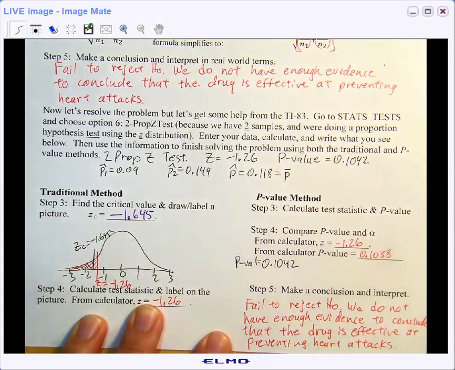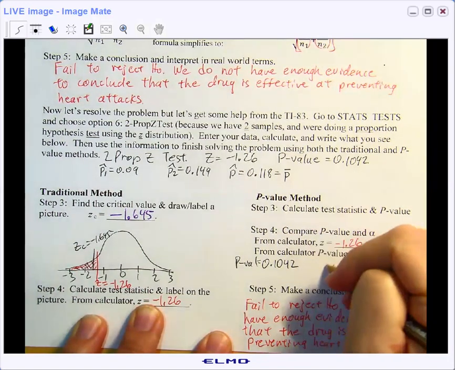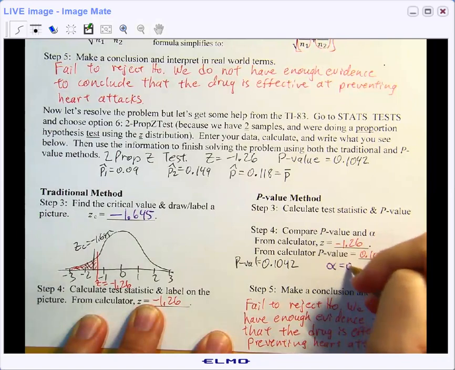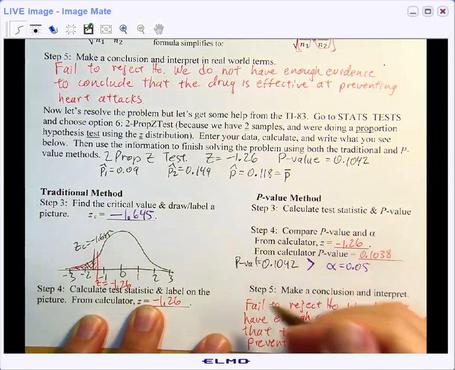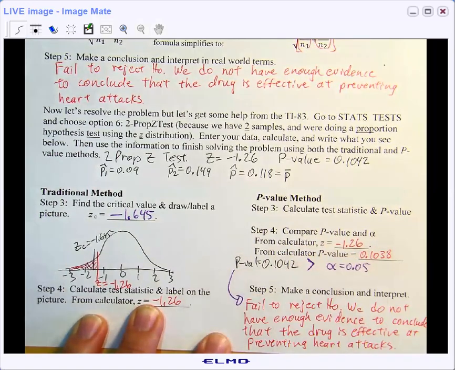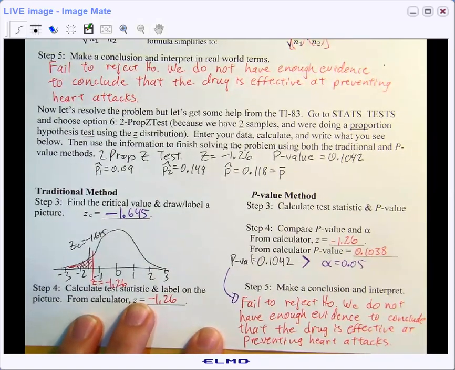And if we compare that against our alpha, alpha was our level of significance of 5%. We see that the p-value is greater than alpha. And if the p-value is greater than alpha, we remember that we fail to reject H0 because the p is not low, therefore the null doesn't go.